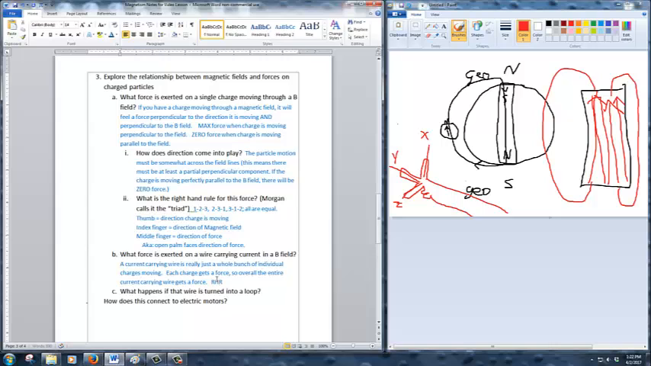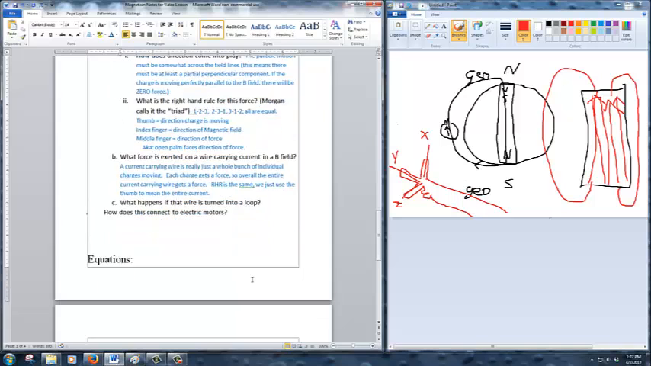Okay, and the right-hand rule is the same. The right-hand rule, RHR for short, is the same. We just use the thumb to mean the entire current. So instead of just a single charge moving, it's an entire current flowing through the wire, but the index finger is still the magnetic field, and the middle finger is still the direction of the force.